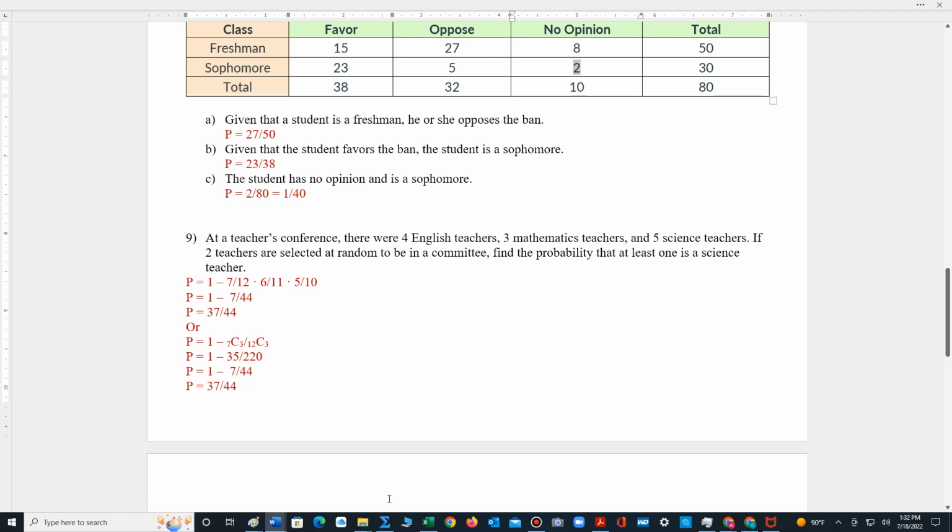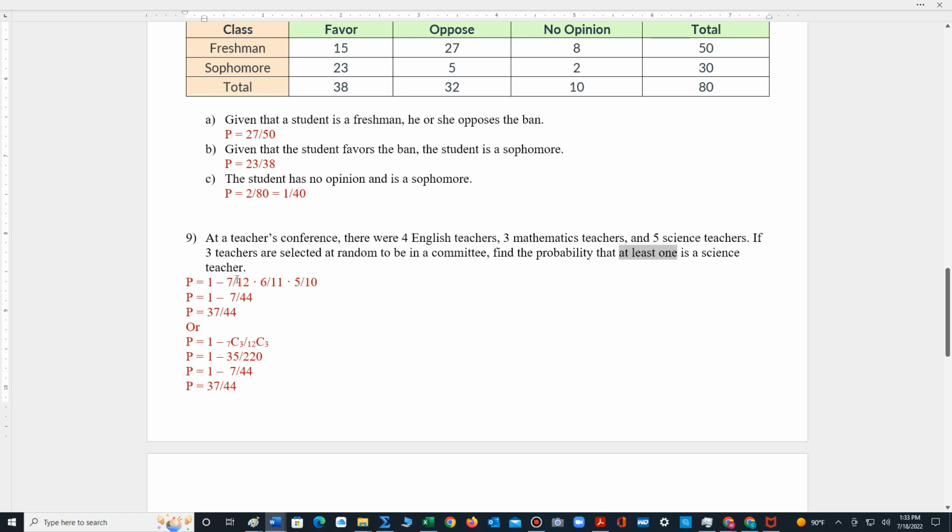So number 9 says the following. At a teacher's conference, there were 4 English teachers, 3 math teachers, and 5 science teachers. If 3 teachers are selected at random to be in a committee, find the probability that at least one is a science teacher. Well, whenever we see the phrase at least one, we're thinking it's the probability of 1 minus none are science teachers.